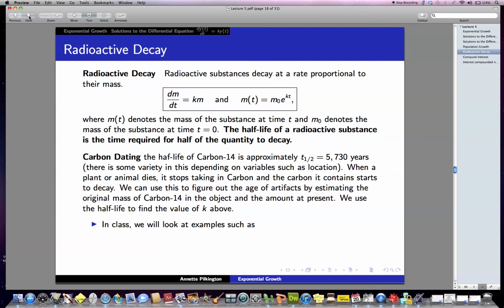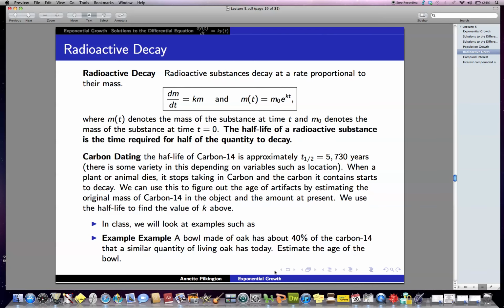So in class we look at examples that look like this. We might be given that the percentage of the original carbon-14 in a bowl is estimated to be 40% of the carbon-14 that was there originally, and then from that data you can just estimate the age of the bowl using this half-life. Now there are slight variations in the decay of carbon-14 depending on the environment, and this method is not entirely foolproof.